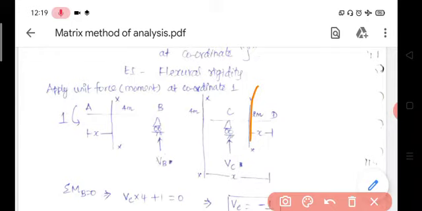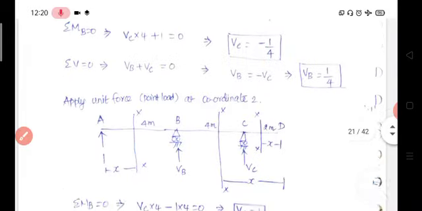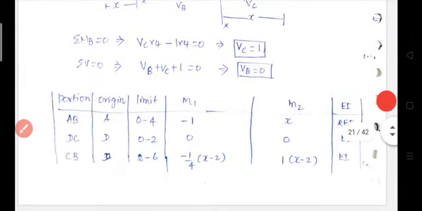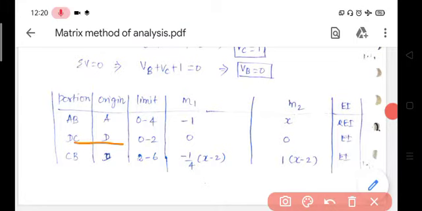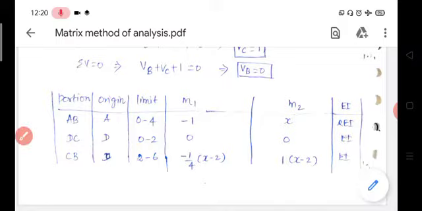I consider section xx, which is x distance from the end D. Okay. So, what is the limit? The limit varies between 0 to 2. The bending moment at the section xx, on the right of section xx, is equal to 0. There is no force on the right side of that section. So, therefore, the bending moment is 0. So, for the CD or DC portion, origin is D, limit is 0 to 2, bending moment m1 is equal to 0.